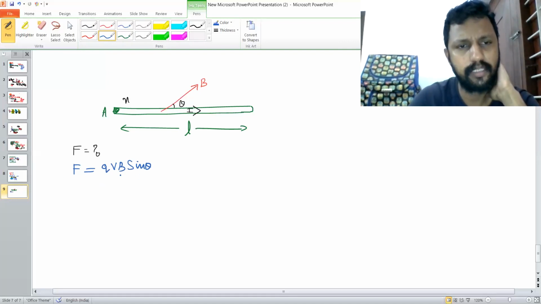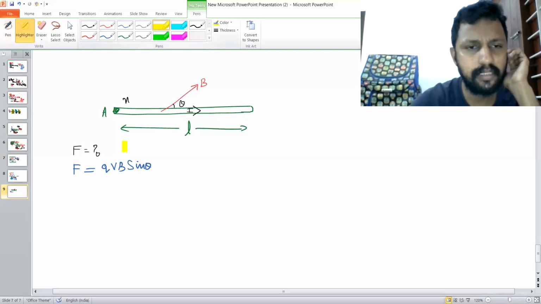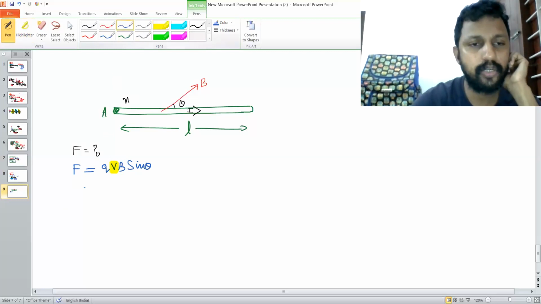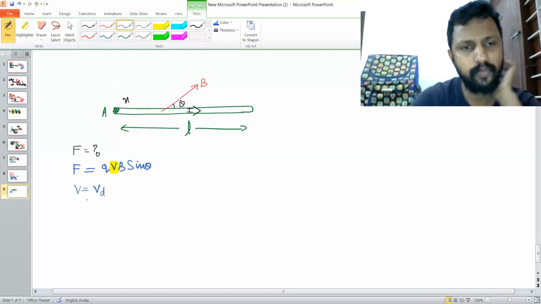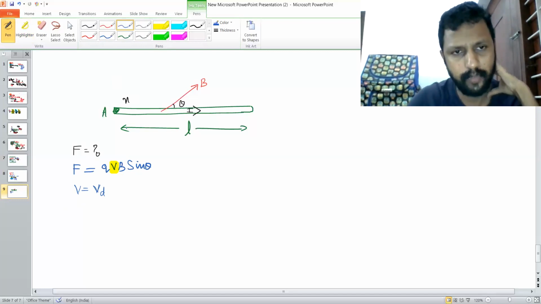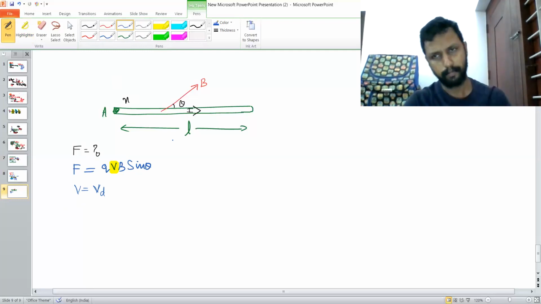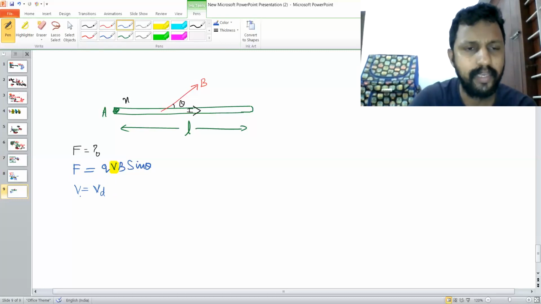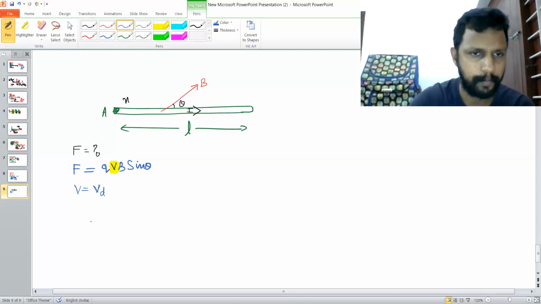It is the force acting over the charged particle which is moving in an external magnetic field. In this case, if you are using this relation, instead of V we could use VD. Can you recall what is VD? Yes, VD is the drift velocity, the average velocity attained by the free electrons. In this situation, we could replace V with the drift velocity since electrons are moving.